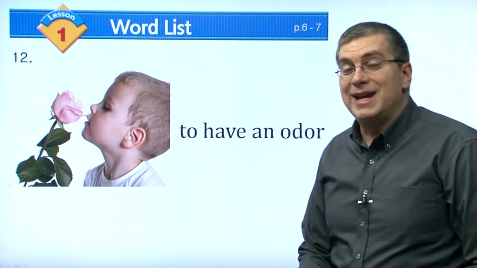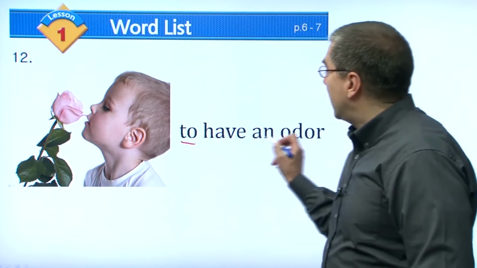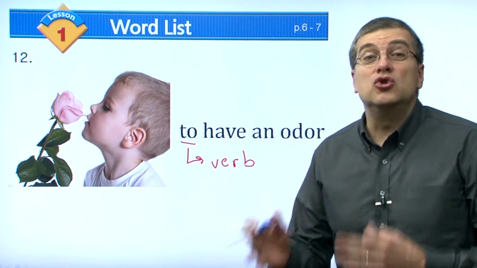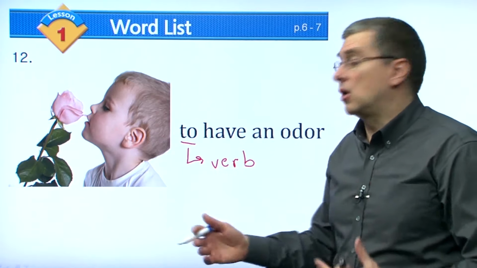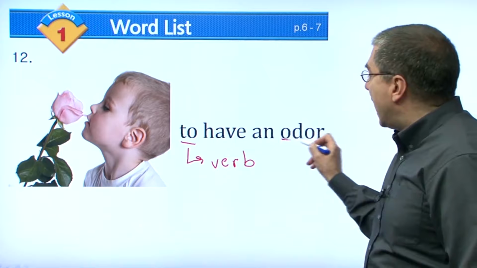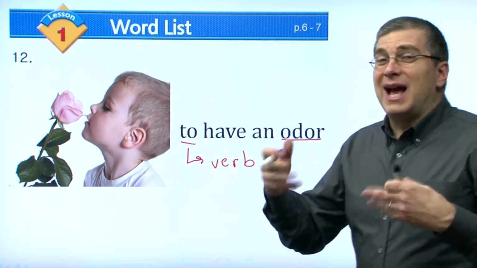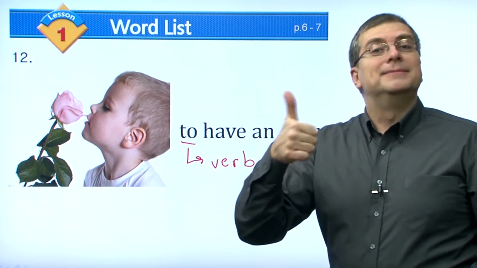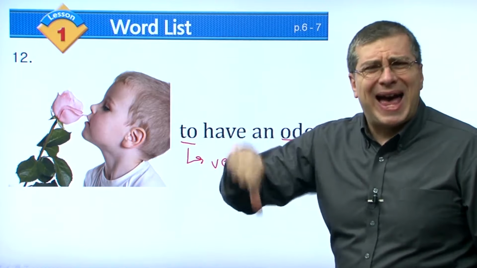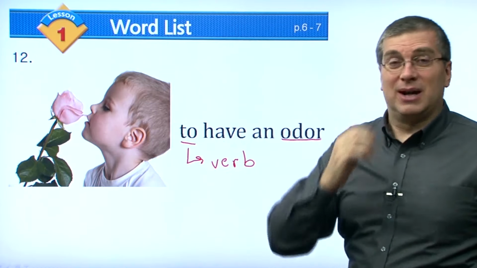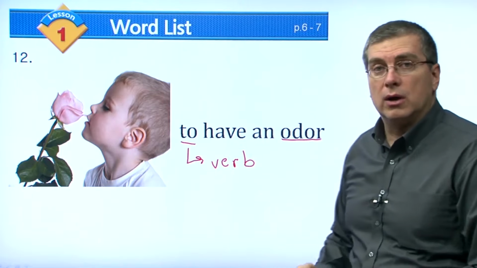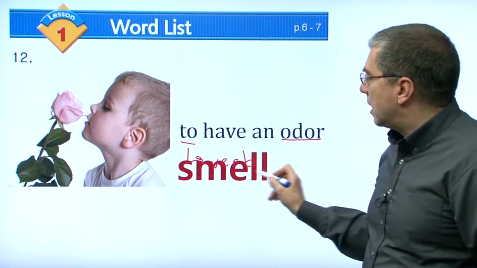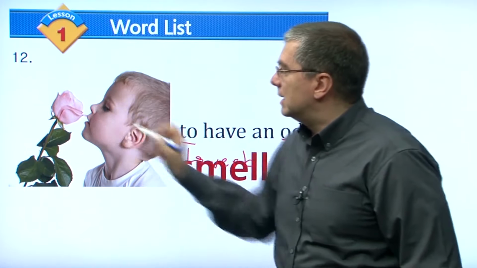Okay, our next word is a verb. To have an odor. That's a verb, right? When we say to do something, we're talking about a verb. To have an odor. An odor means I can sense it with my nose, right? There are good odors. That's nice. And there are bad odors. 냄새 나빠요, right? Bad odors. So, to have an odor, what is the word? We say that this is smell. To have an odor is to smell.